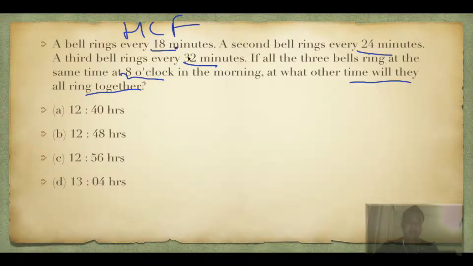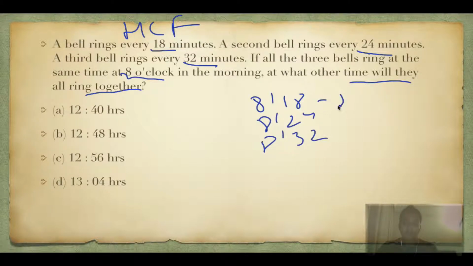See, the first bell will ring at 8:18. Second bell will ring at 8:24, third at 8:32. So similarly, if you go like this, it will ring at 8:36. So we can't do this, it's stupid, right? It's absolutely stupid. So it will ring at 9:04.